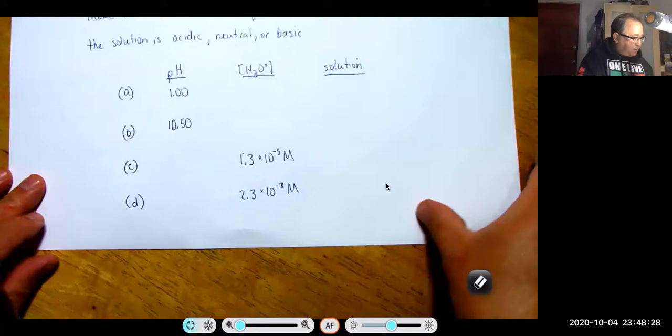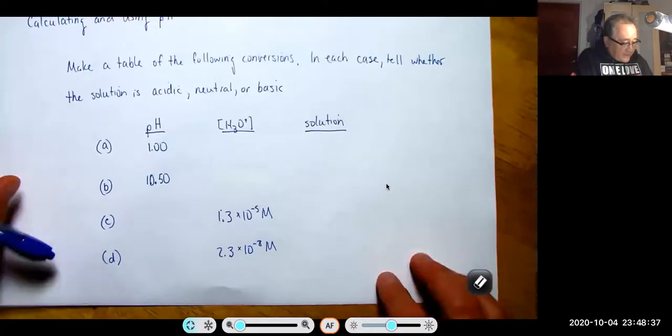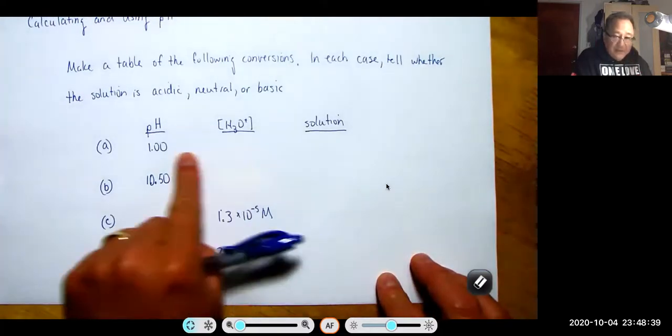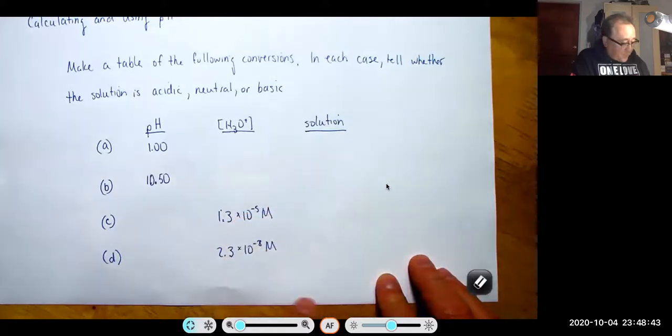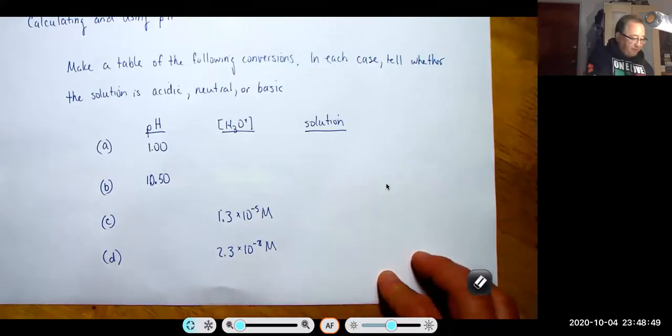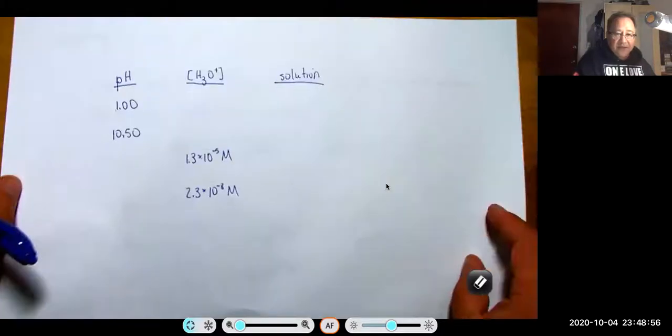And we have one more problem here, calculating and using pH. What we're supposed to do for each of these is calculate the hydronium ion concentration if given the pH and say whether the solution is acidic or basic, or if given the hydronium ion concentration, calculate the pH and say whether the solution is acidic or basic. So I have these written on another piece of paper here, and let's go ahead and address each of these.